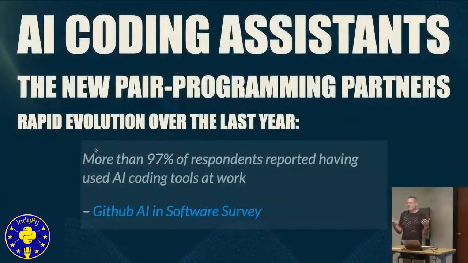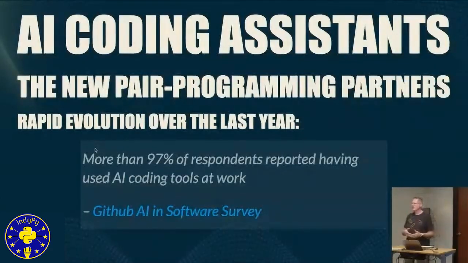So a lot's happened in the last year. I mean, a lot's happened since ChatGPT came out, and then coding agents have really come into full bloom. According to the GitHub AI software survey, they claim that more than 97% of the respondents have reported using AI coding tools in some capacity in their work, which I'm doubting. I think that's still high, but that's what they got from whoever they surveyed.